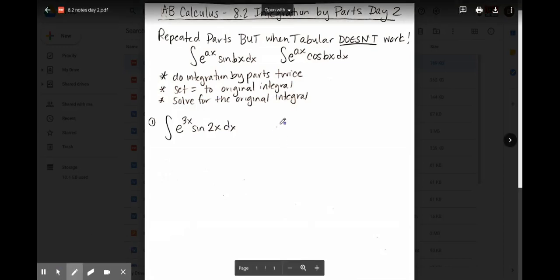All right, so we're only doing one of these. So you pick your u the same way using LIPET, and your dv would be everything else. So LIPET: there's no logs, there's no inverse trig, there's no polynomials. The next would be an exponential.